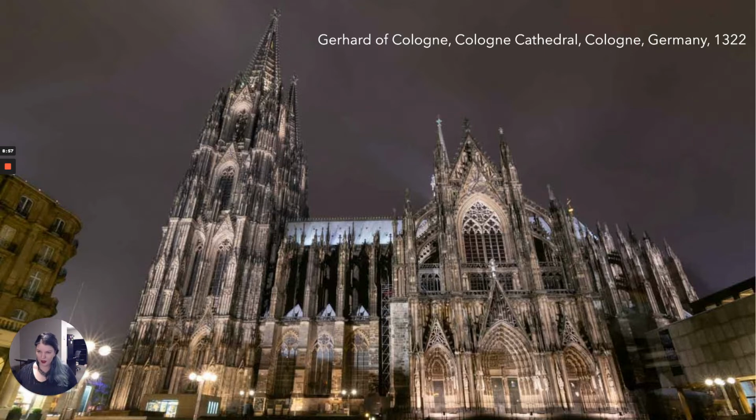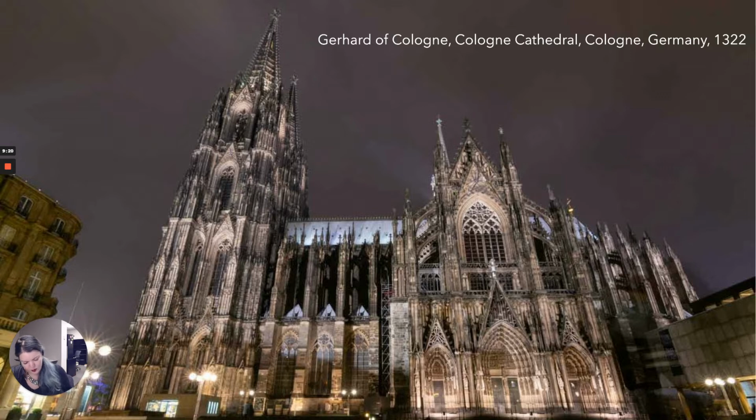Like at Amiens or some of the other large French cathedrals we looked at, like Reims, they have kind of an airy feel. I would not describe the Cologne Cathedral as airy at all. Its mass is very present.